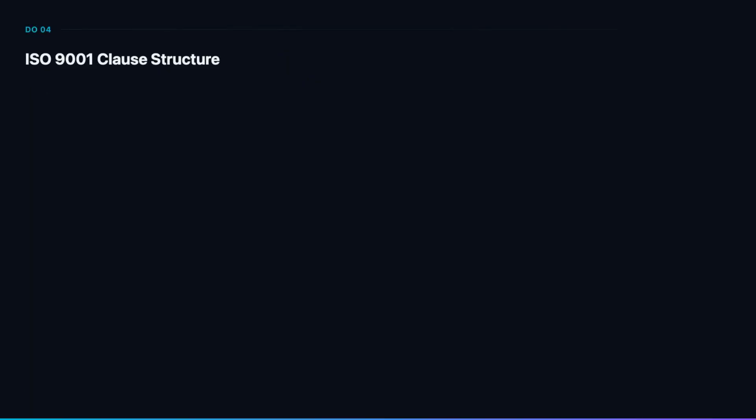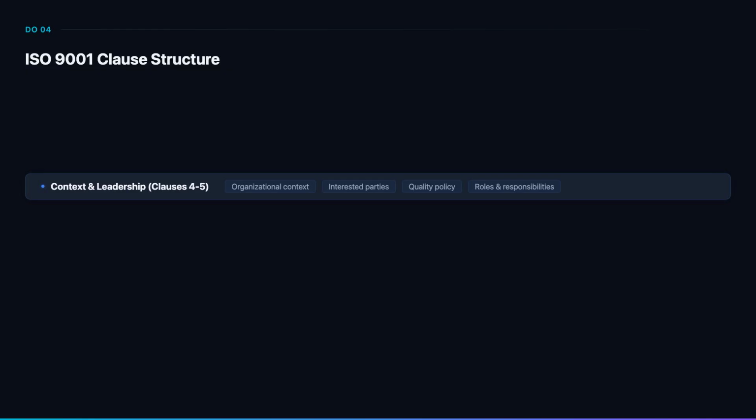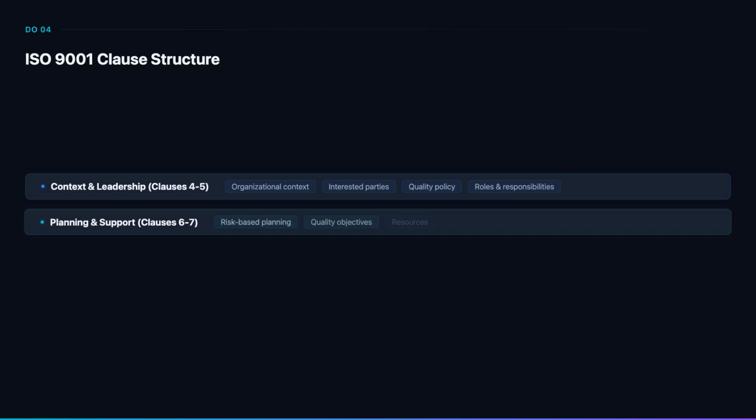ISO 9001 is structured around 7 core requirement clauses. Understanding this structure is essential for implementation. Clauses 4 and 5 establish the foundation. Understanding your organization's context, identifying interested parties, defining the quality policy, and assigning clear roles and responsibilities under management leadership. Clauses 6 and 7 cover proactive planning with risk-based thinking, setting quality objectives, and ensuring the organization has the right resources, competent personnel, proper infrastructure, and documented information.